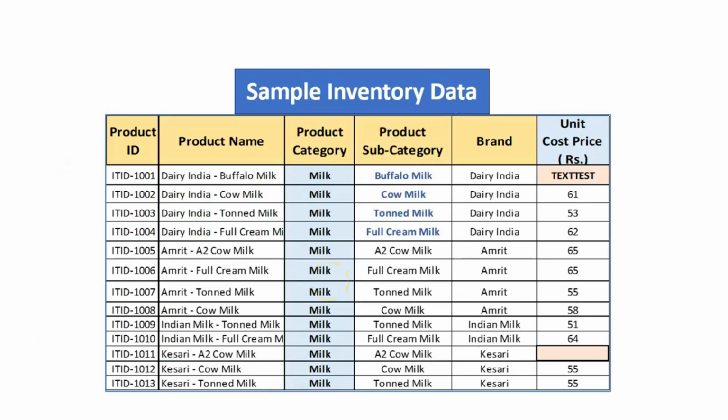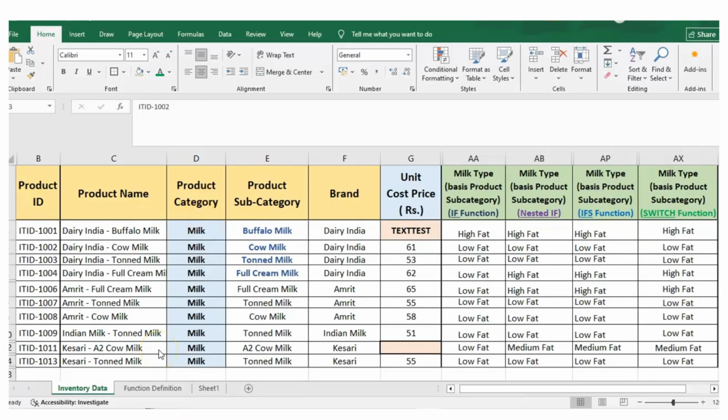From data perspective, we will be using the same inventory data which we have used in our earlier sessions. So this is our inventory data sheet, and we will be focusing on the products that have product category as milk. Our end goal is to create an additional classification of milk type basis fat content present in it.